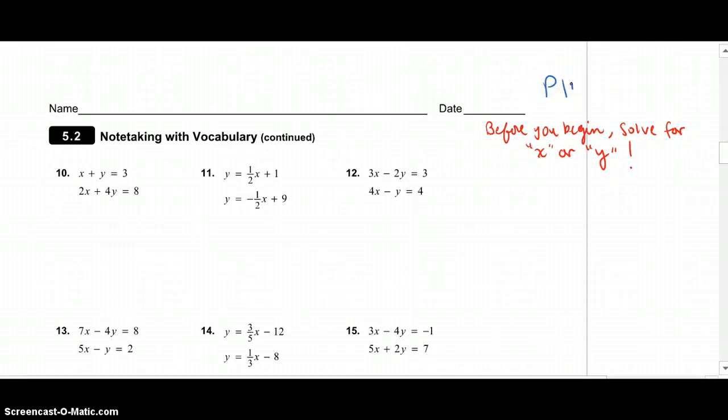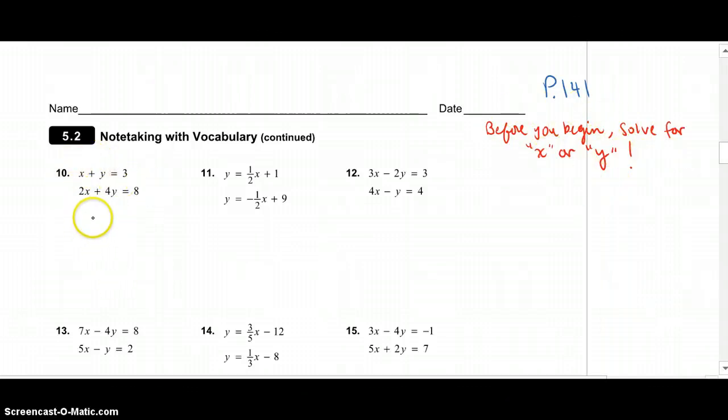These are going to get one step harder. We were lucky in our other problems that one of the equations was already solved for us. It either said x equals or y equals, and now we're going to have to do that step by ourselves. So before you begin, solve for x or y. So let's look at our two equations.